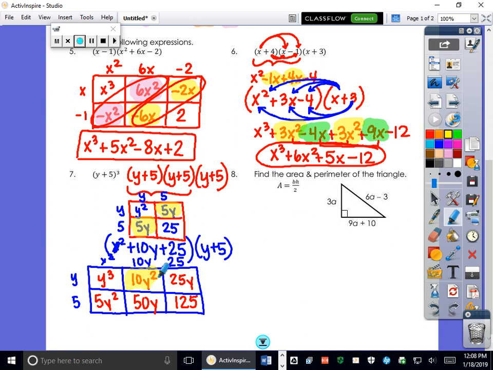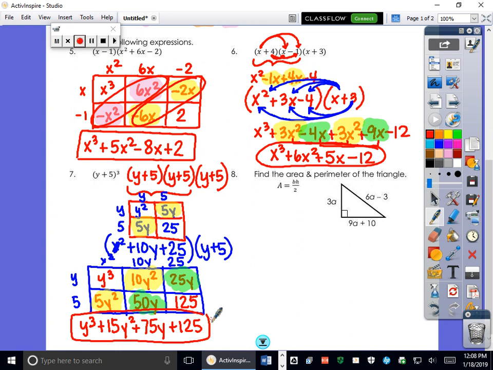So I have a set here that look alike, and I have a set here that look alike. So when I write them all out, highest exponent first, so y to the third. 5y squared and 10y squared is 15y squared. 50y and 25y is 75y's, and then plus 125. So that would be the final answer.